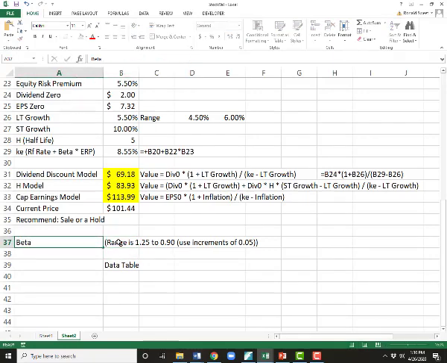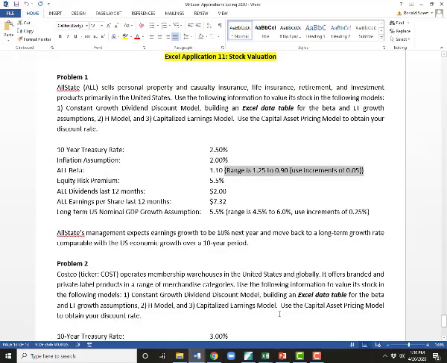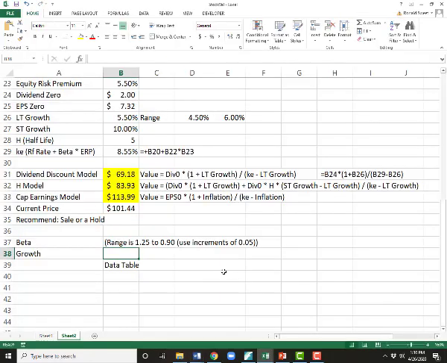So for beta, there's our beta range, and for growth, this is long-term growth, we want to range from 4.5 to 6%. So let's put that into the Excel.